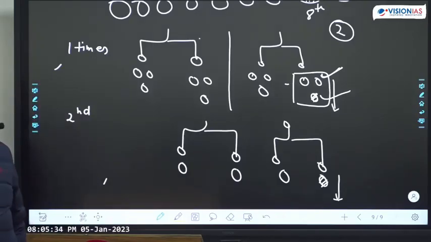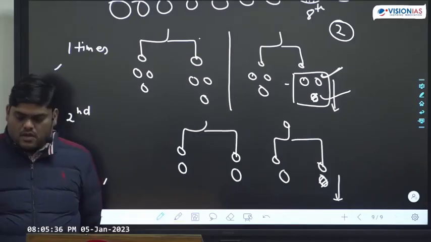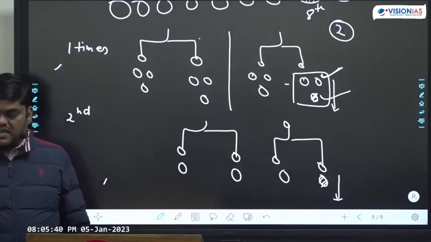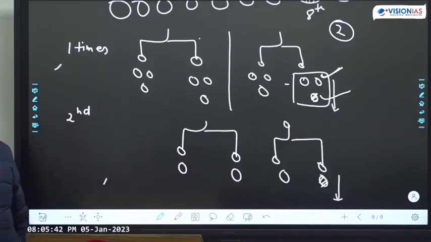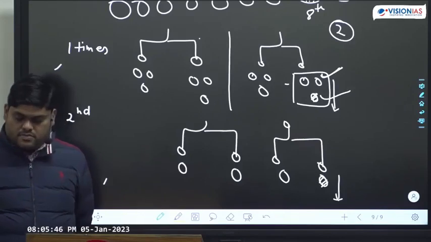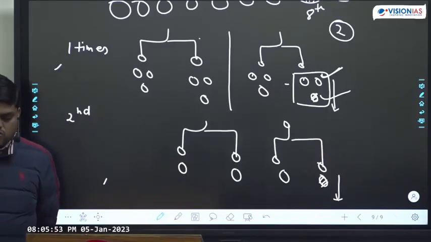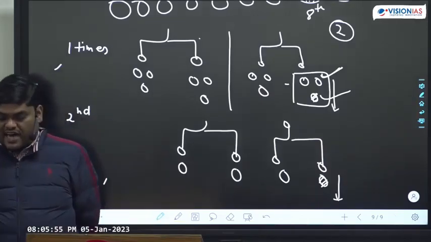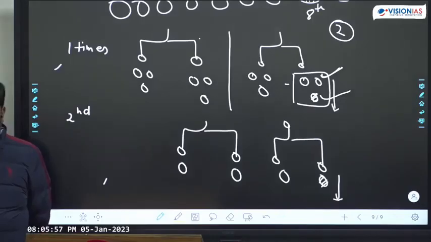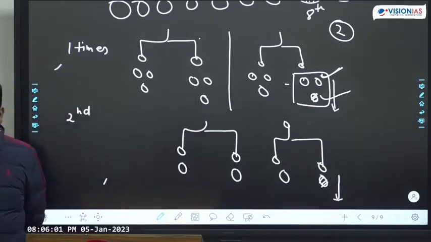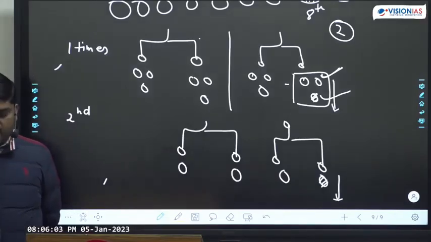Is this making sense or not? The correct answer is 2 times only. Please, you can ask your cross argument. If you have any doubt, you can ask. The correct answer will be only 2 times. We will use this and we will be able to identify which ball is the heavier one.